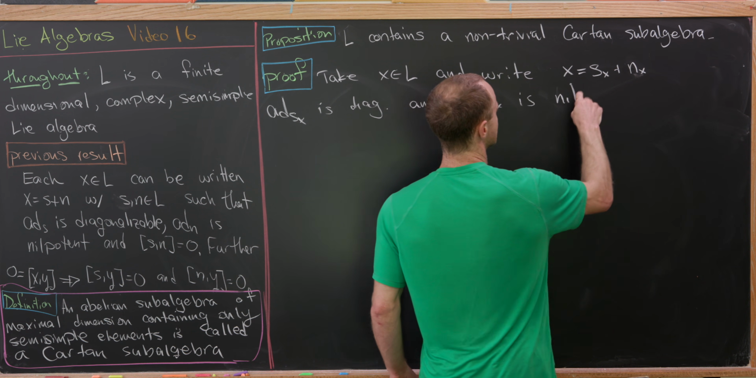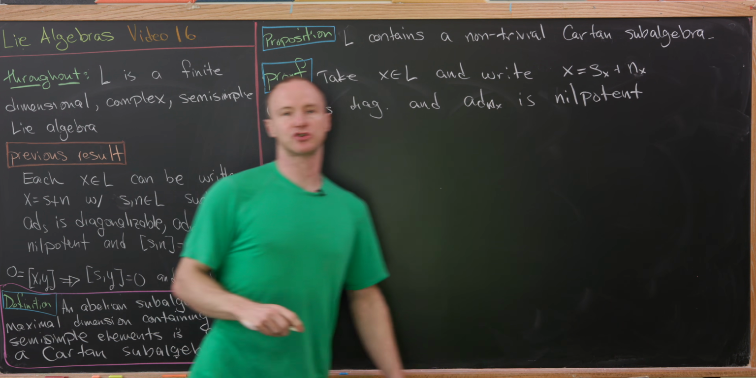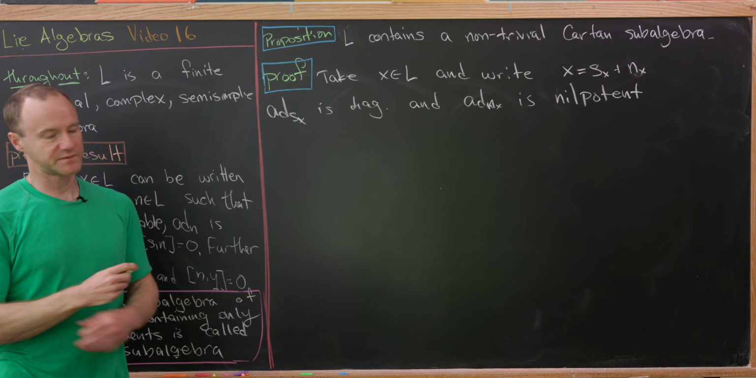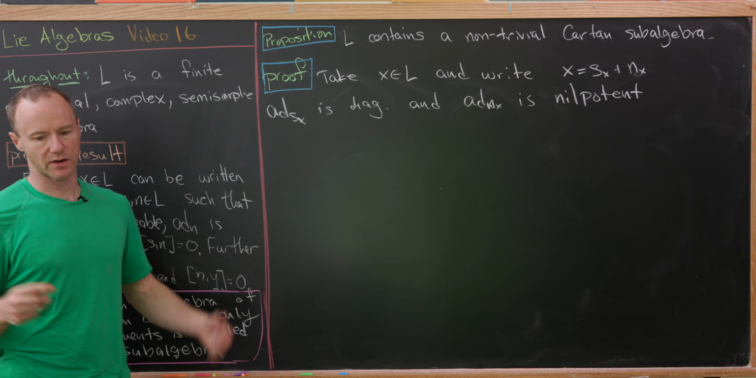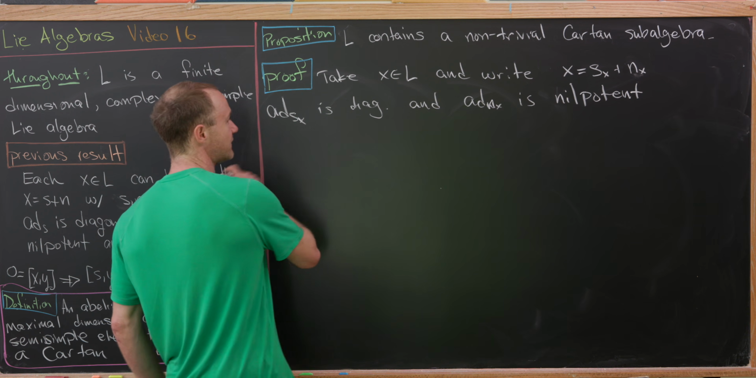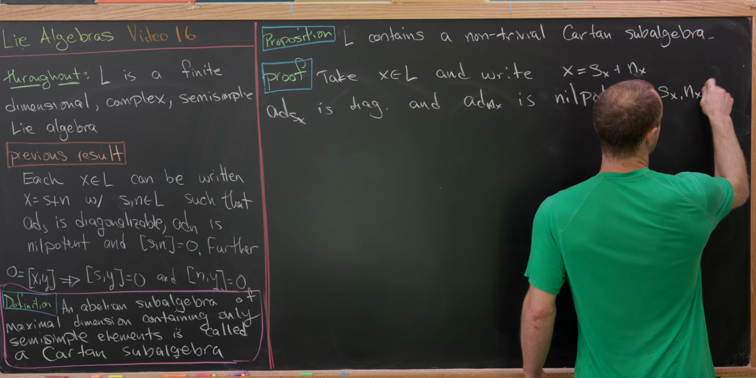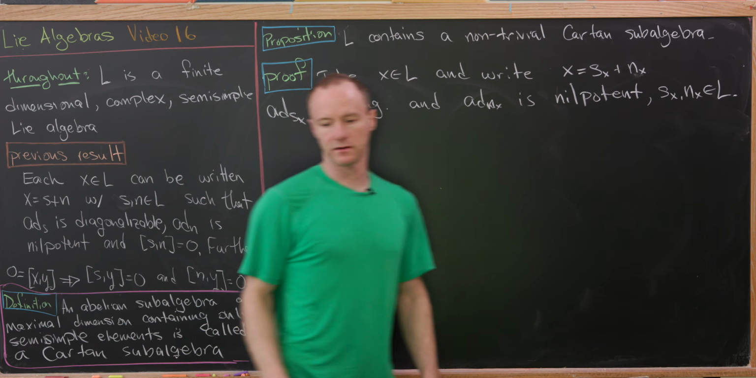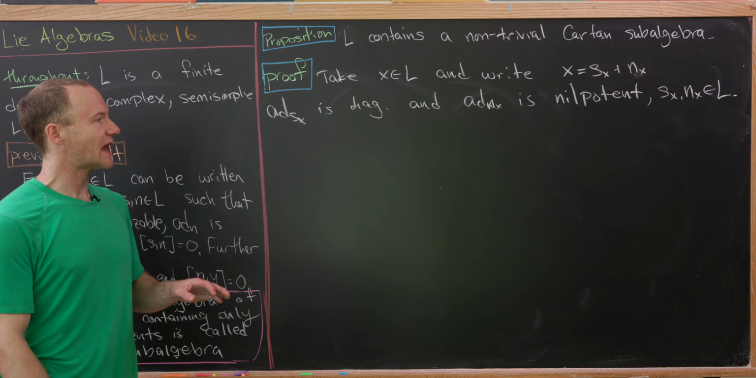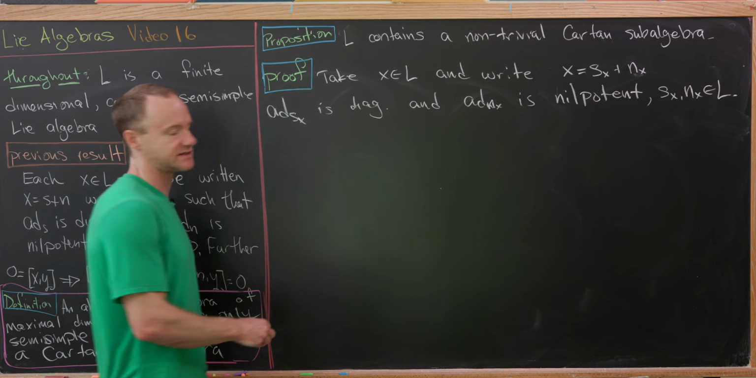Remember, nilpotent is like some sort of abstract version of being strictly upper triangular. So the sum of these makes it upper triangular. Okay, so by the previous result, we know that s sub x and n sub x are inside of L. And so that's the previous result that we just talked about a bit. Now what we're going to do is argue that s sub x is non-zero.